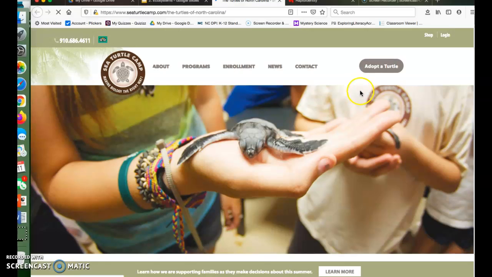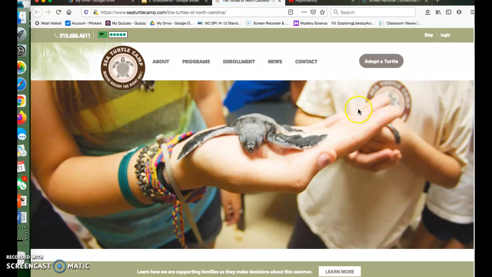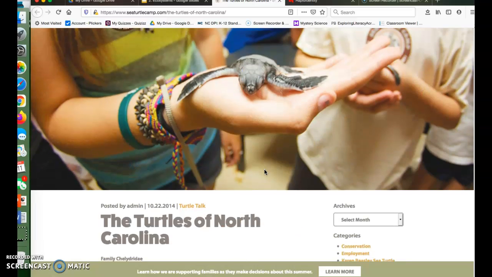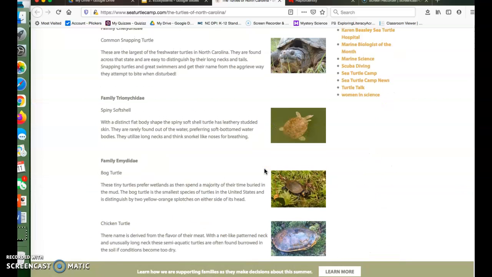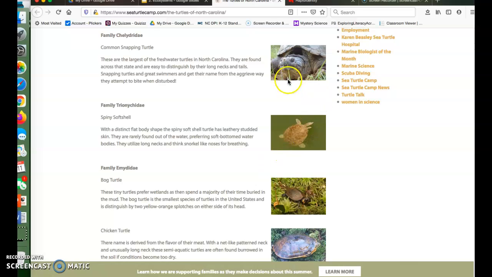And I just wanted to show you, I found this really cool site. If you're interested, I'll email it to you, but this is called a sea turtle camp, not what we're looking at though. It actually has a list of all the kinds of turtles that you might find in North Carolina, like our common snapping turtle. Those are the ones you want to watch out for. They will bite when disturbed, although they're generally not that aggressive until you disturb them.